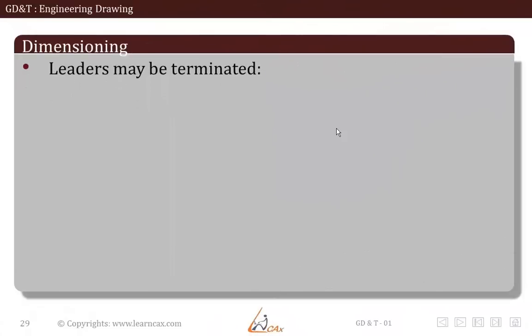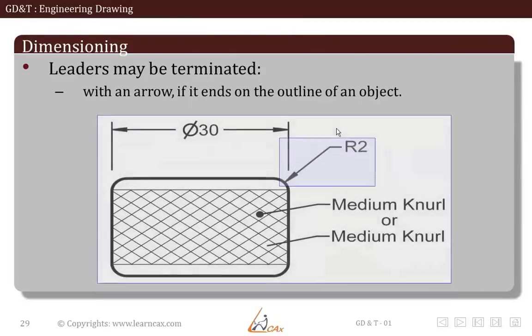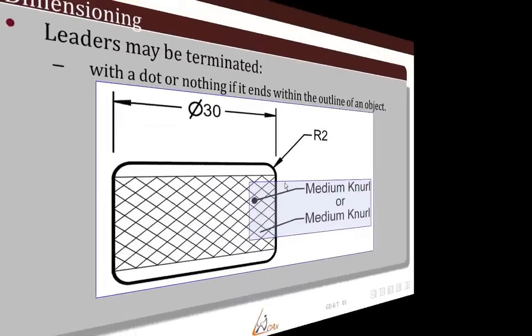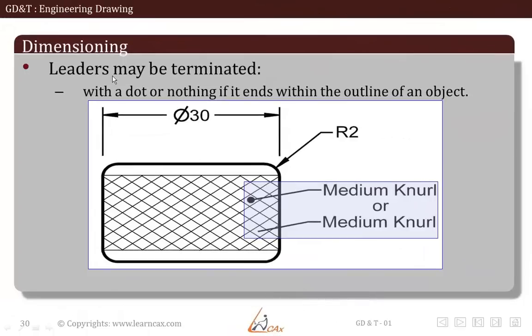Now leader lines may be terminated in the following manner: with an arrow if it ends on the outline of an object, like in here it ends at the outline of the part, or else with a dot or nothing if it ends within the outline of an object. Here it is entering the object and hence it is denoted by a dot or else nothing.